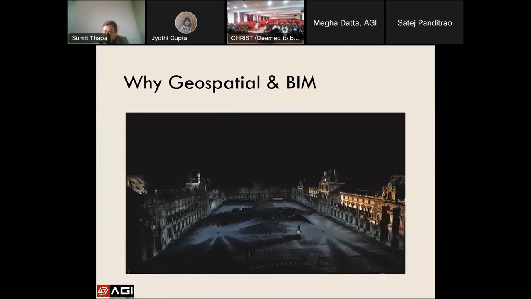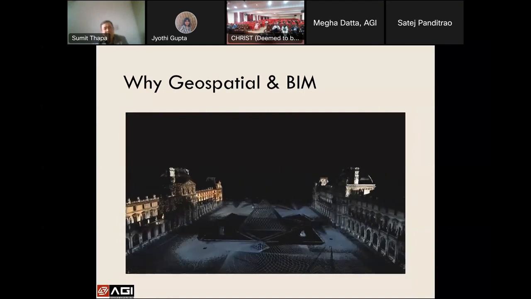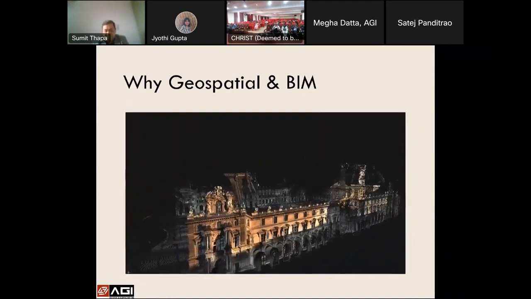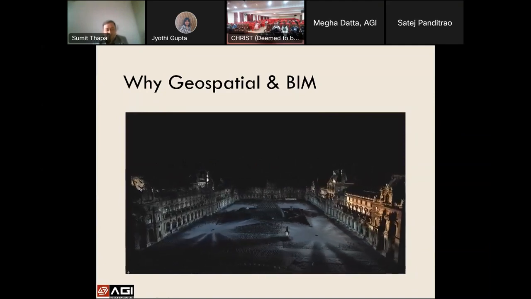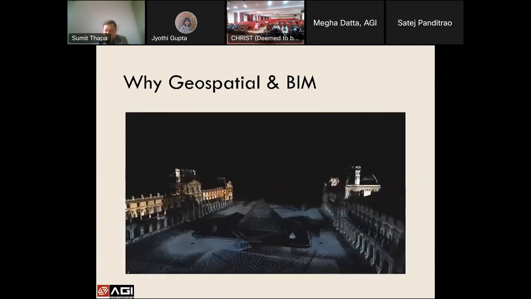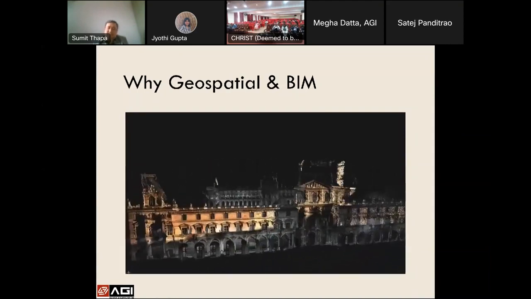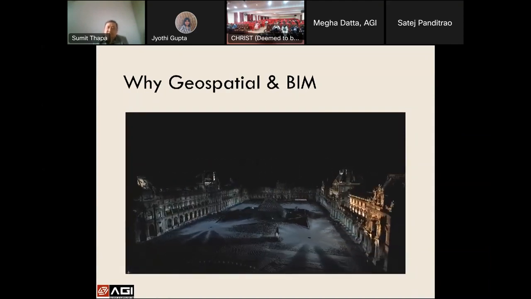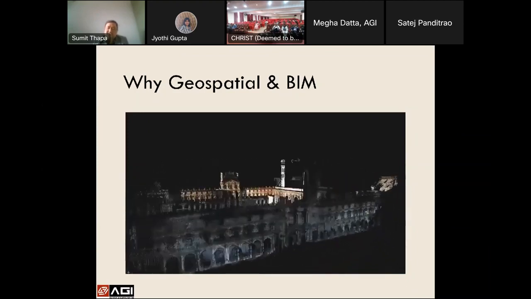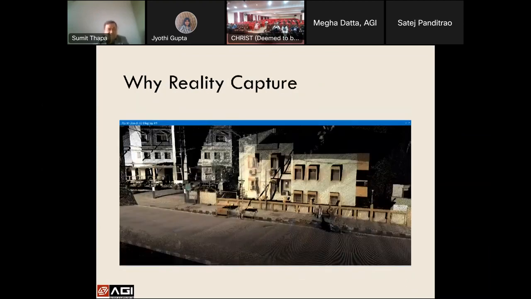So again, we'll just talk about this question of why geospatial and BIM. BIM actually gives you what is planned, and geospatial can give you what is as built there on the ground. This is again laser scan data. Now we'll talk about how reality capture will help you out. Reality capture using laser scanners or LiDAR data sets along with cameras can give you the panorama, and it can give you the laser scans. These laser scans can help you in doing all the measurements without going to the ground again and again.